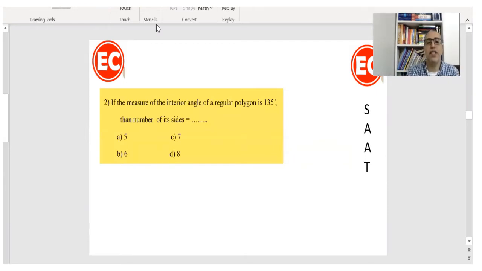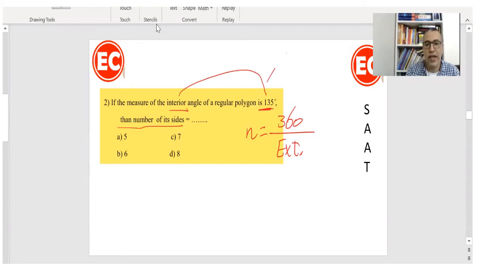Number 2, the measure of the interior angle of a regular polygon is 135, and I wanted to find the number of the sides. If you can do it in your mind, you are more than welcome. But the number of the sides is equal to 360 divided by the exterior angle. Now, how do I figure out the exterior? This one is the interior angle. The exterior angle is 180 minus 135, which is equal to 45 degrees. So 360 divided by 45 is equal to 8 sides.